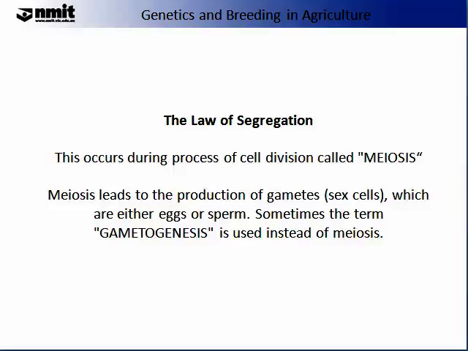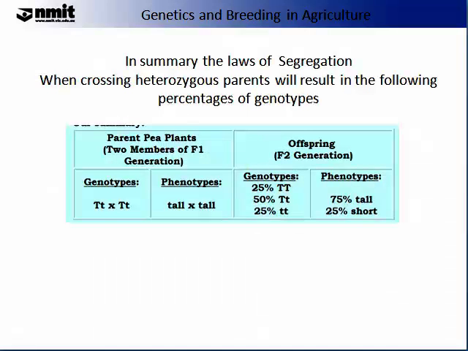The law of segregation actually occurs during the process of cell division called meiosis. Meiosis leads to the production of gametes, which are also called sex cells. These are either eggs or sperm. Sometimes the term gametogenesis is used instead of meiosis.